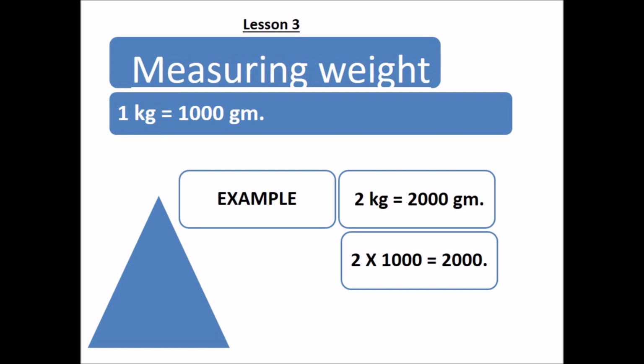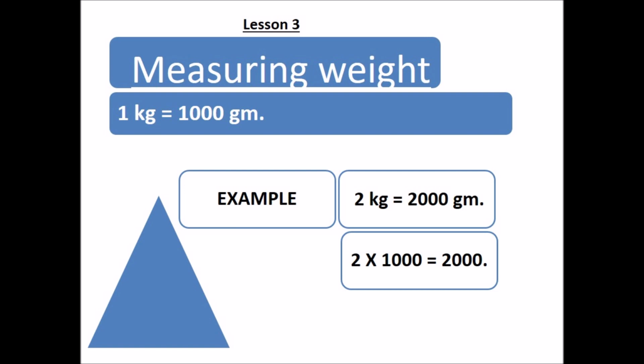Let's remember together what is the meaning of measuring weight. Measuring weight means to measure how heavy something is. And we took at the first term some units of measuring weight, which are the kilogram and gram. So here this year we will take that 1 kilogram equals 1000 grams.